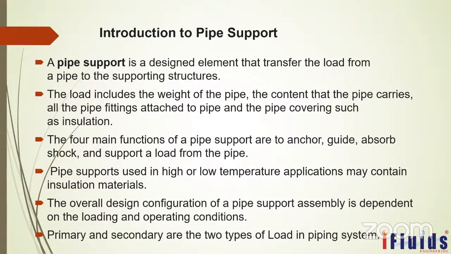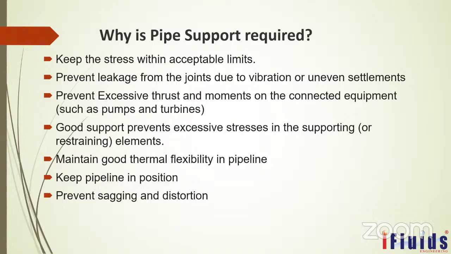And then primary and secondary loads. These are the 2 types of load in a piping system. So why is the pipe support required? To keep the pipe stress within the acceptable limits and to prevent leakage from the joints due to vibration or uneven settlements. Preventing leakage from the joints due to vibration means, if the pipeline is connected to any rotary equipment like pumps, compressors, blowers, fans, gearbox, anything, it should prevent the leakage. We should provide the proper support, then we can prevent the leakage from the joint.